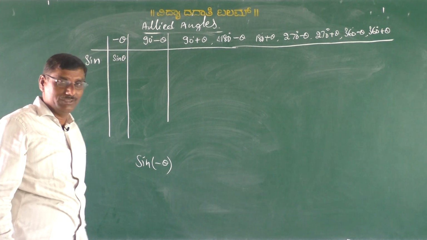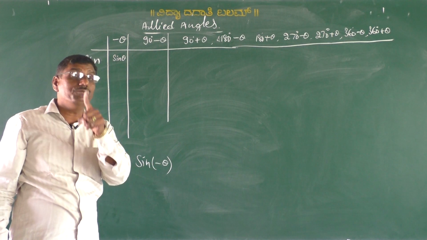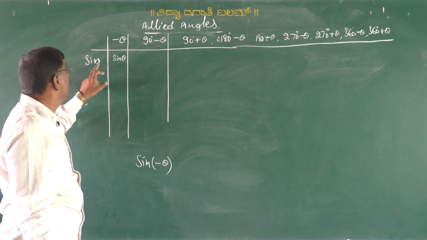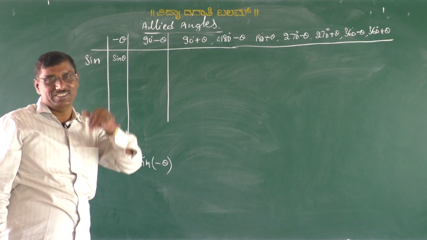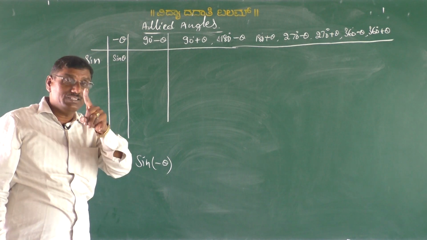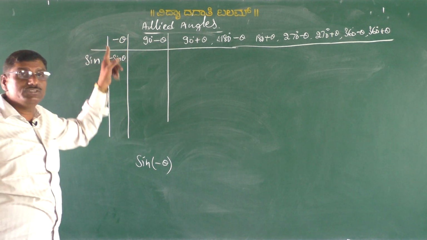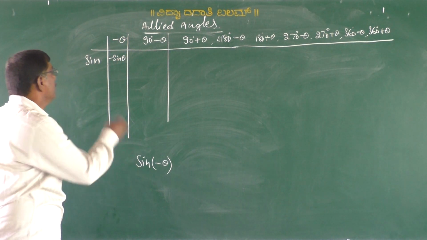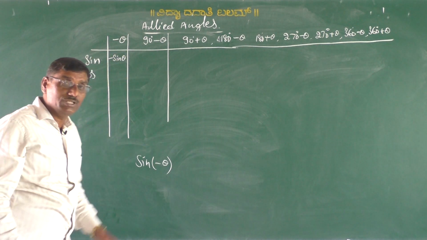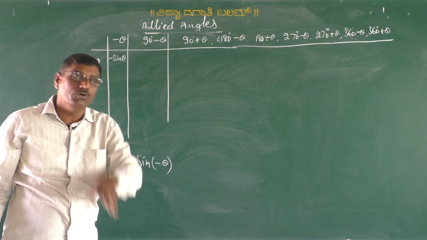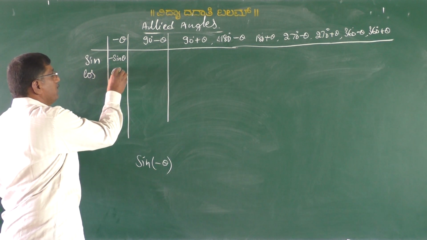What about the sign? Minus theta belongs to the fourth quadrant. In the fourth quadrant, what about sine? Sine is negative, that means minus sine theta. Sine of minus theta is minus sine theta. Similarly, cos of minus theta: in the fourth quadrant cos is positive, isn't it? Here the same ratio, that is cos theta.